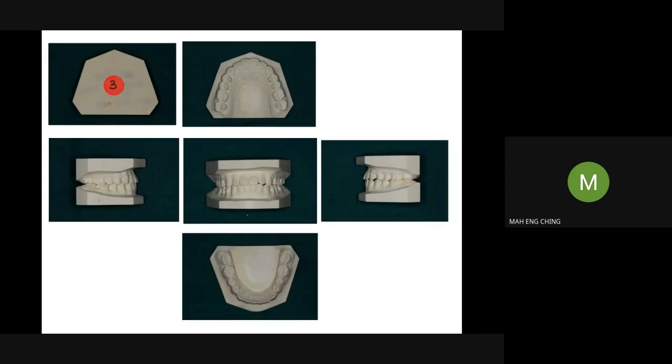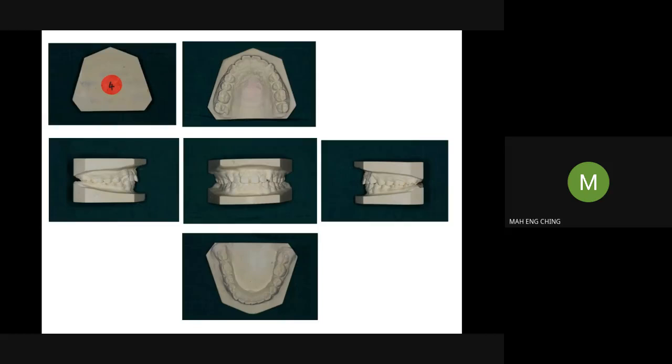Okay, maybe I put it that way. If you don't have a class 1 canine, but you have a class 2 or class 3 canine, up to half unit, then you consider 2G. Is that acceptable? Okay, all right, good. Okay, case 4.